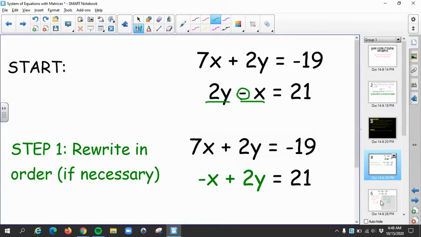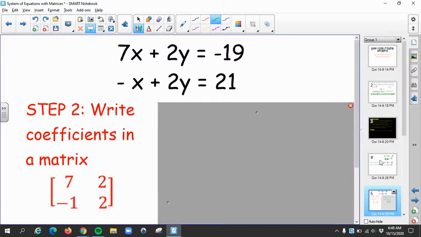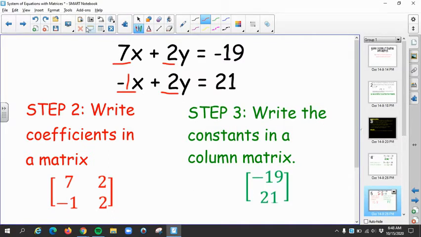Step two. Now I'm going to write the coefficients in a matrix. So the coefficients in this problem are the numbers in front of the variables. 7, 2. There's an understood number here of negative 1 and 2. Step 3. I'm going to write the constants in a column matrix. My constants in this problem are negative 19 and positive 21.